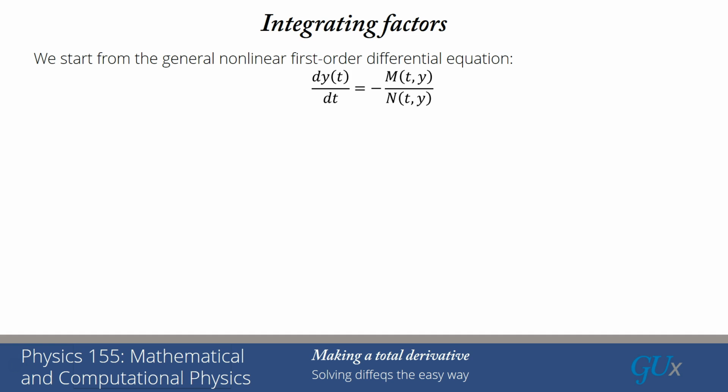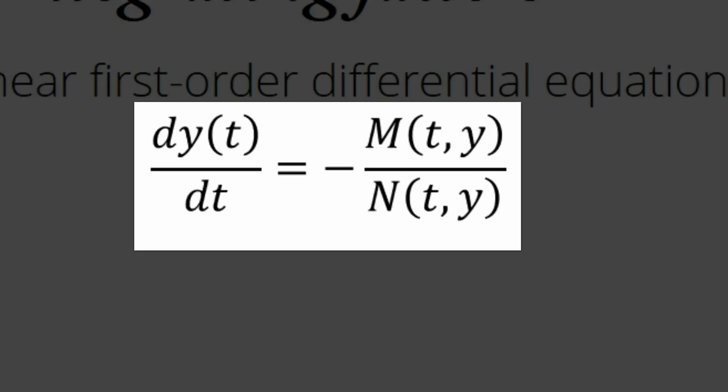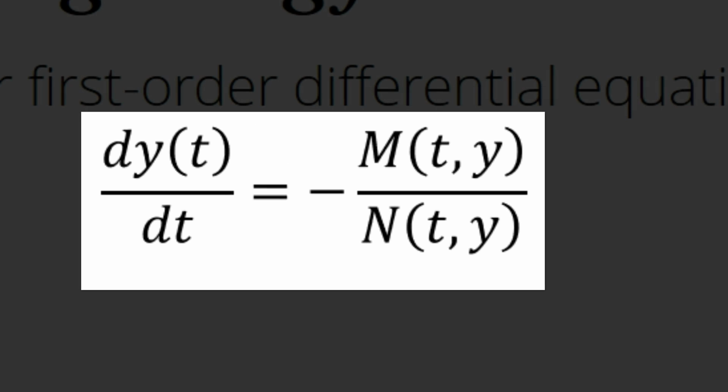So just to remind you, our first order nonlinear differential equation can be written as dy/dt equals minus M(t,y) divided by N(t,y), where M(t,y) and N(t,y) are functions. In this case, they're arbitrary general functions of both t and y. And because the dependence that they have on y is not necessarily linear, that's why this becomes a nonlinear equation.